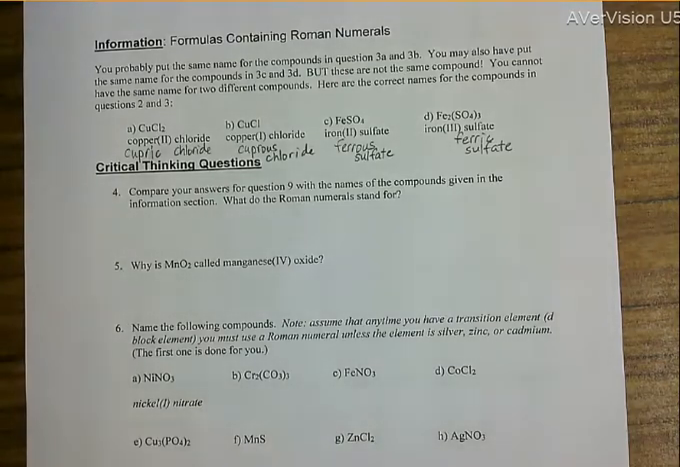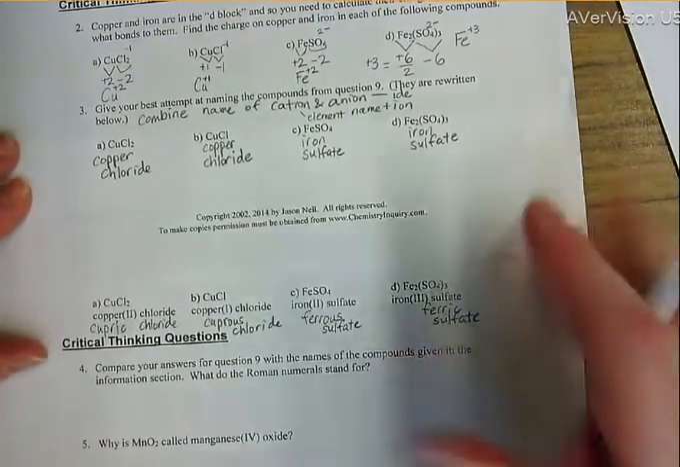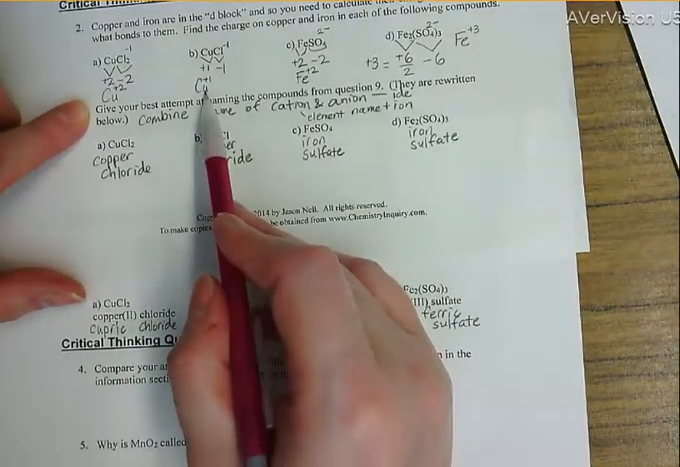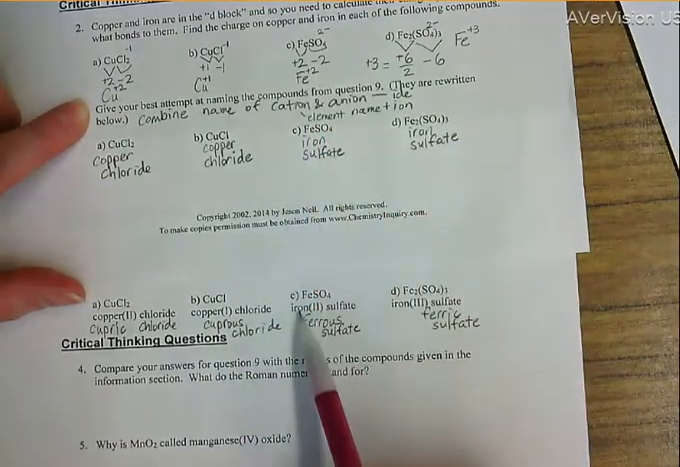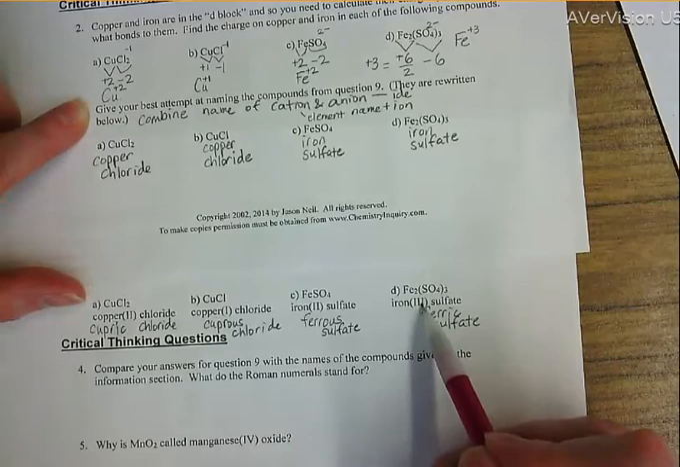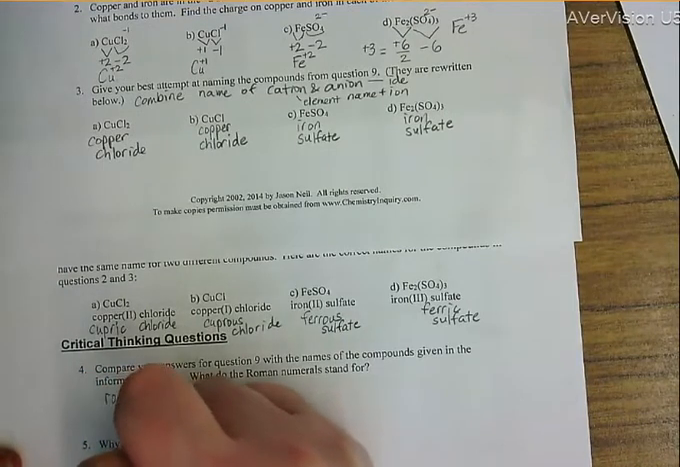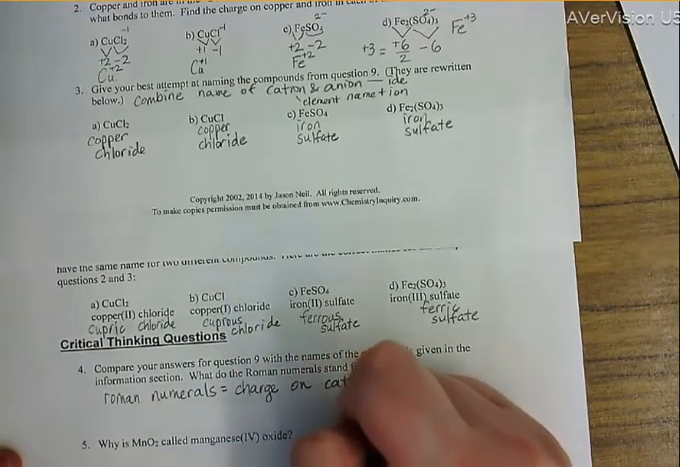So it says, compare your answers for 9 with the names of the compounds given in the information section. What do the Roman numerals stand for? What they want you to notice is, up here we said copper had a +2 charge, and notice I named this copper 2. Up here this was copper with a +1, notice I named this copper 1. Up here this was iron with a +2 charge, notice I named this iron 2. Up here this was iron with a +3 charge, notice I named this iron 3. So what are the Roman numerals telling you? The Roman numerals are equal to the charge of the cation.